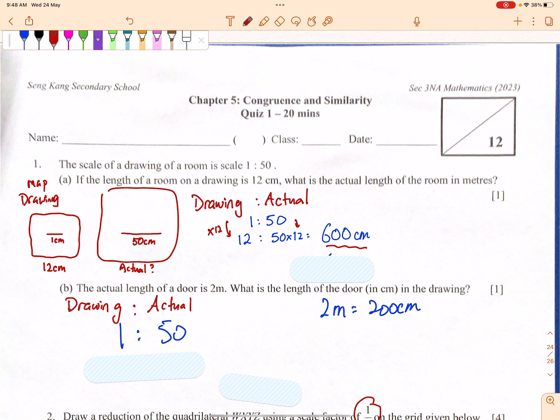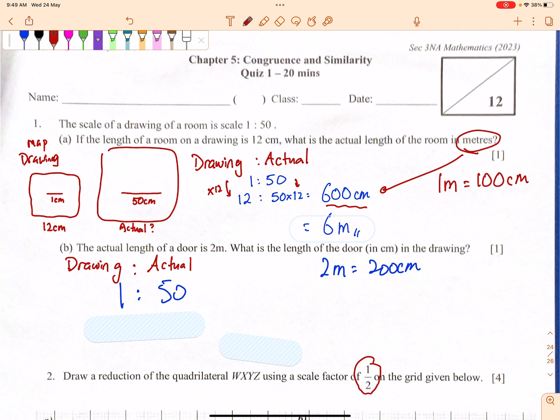Those of you who got 600 cm, you still don't get the mark. It's because the answer is in meters, right? So for meters, I need to convert to meter, cm to meter. So 1 meter is 100 cm. So 600 cm will be 6 meters.